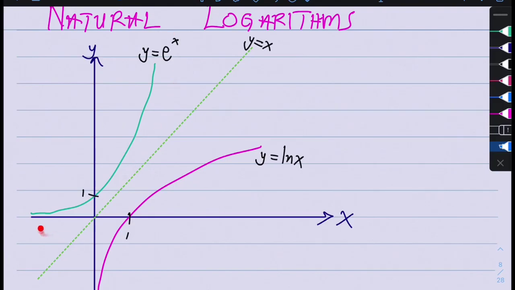This particular curve is what we call the exponential curve, okay? The exponential curve. All right. Now, when you reflect this curve in the line y equals x, you will get this particular one called the curve of ln x, or the natural log of x.